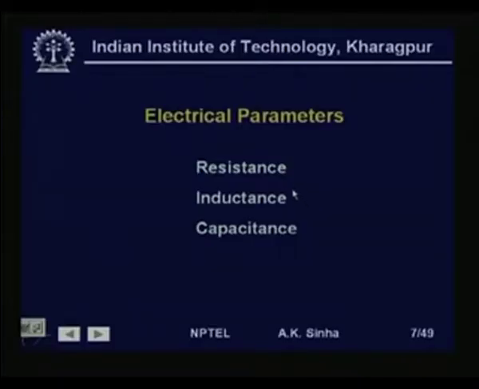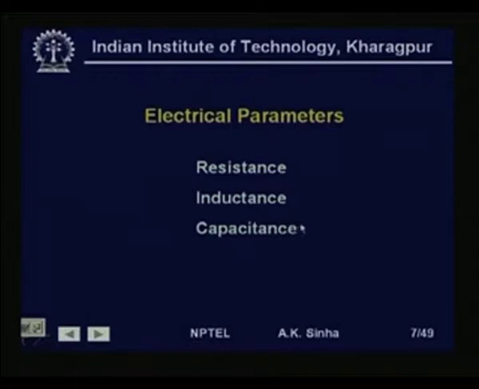Next, we come to the electrical parameters of the transmission line. As we know, the transmission line consists of conductors. These conductors will have some amount of resistance. So, the transmission line will have resistance. Since these conductors will be carrying current, a magnetic field will be built up because of the current flowing in the conductors, and this magnetic field will interact with the other conductors which are carrying current, and therefore, we will have some inductance involved. So, we have inductance on the transmission line.